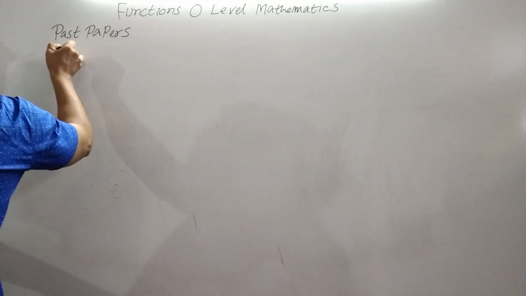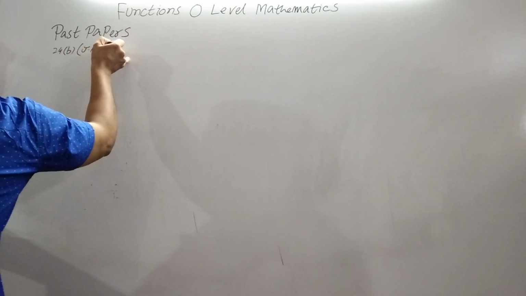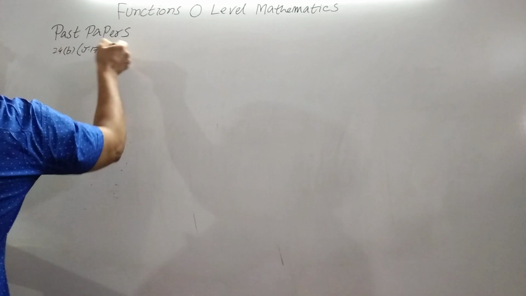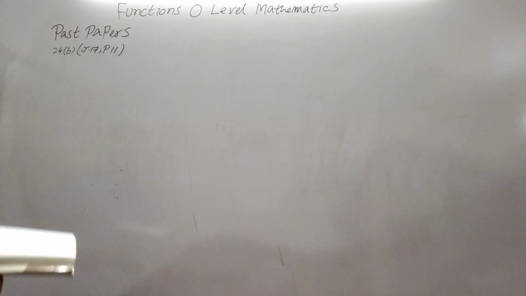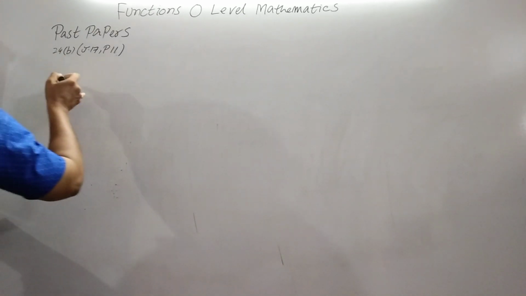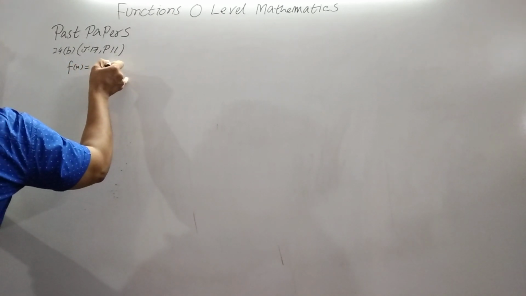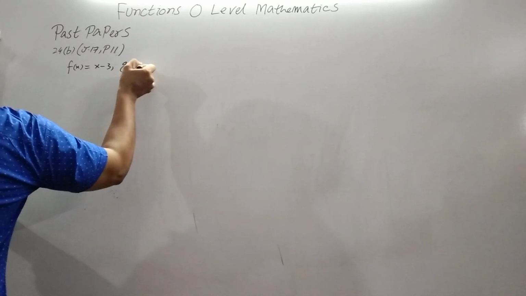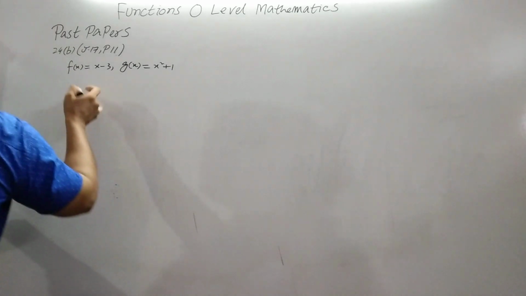June 2017, question 24, part B, paper 1-1. Students, we are doing functions past papers. In this question, 24 part A is related to another topic, so we will not do this. In part B, the question is f(x) is equal to x minus 3 and g(x) is equal to x square plus 1.